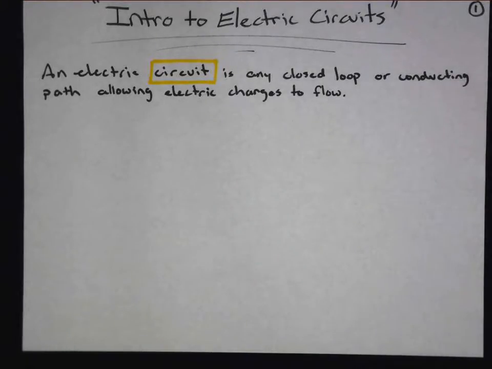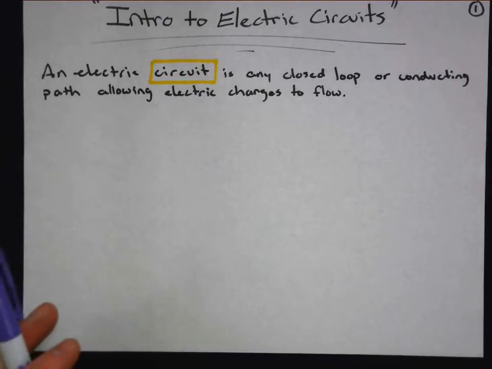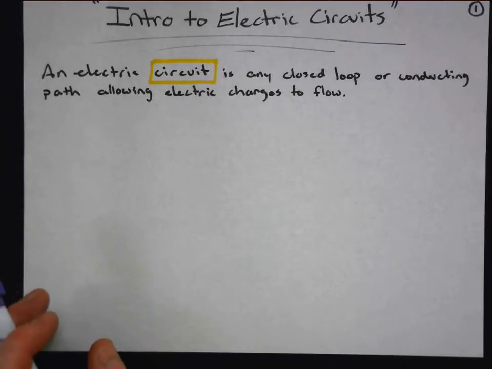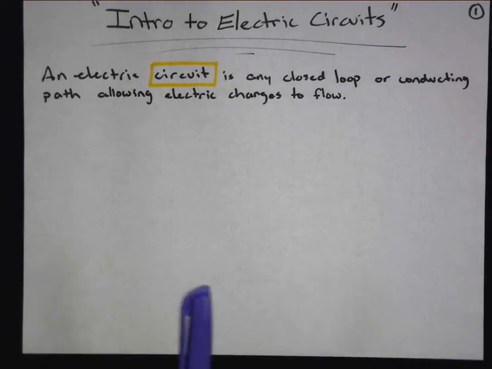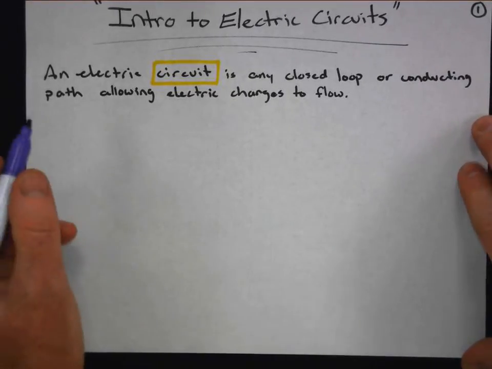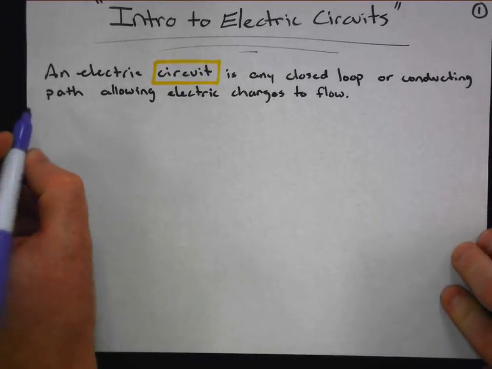Here we go, talking about electric circuits, or at least introducing the idea of an electric circuit. So we have a basic definition here. Any kind of pathway that electric charges can flow through, and usually we're going to make a closed loop out of that pathway. Well, regarding circuits, you want to understand a couple things that all electric circuits have.